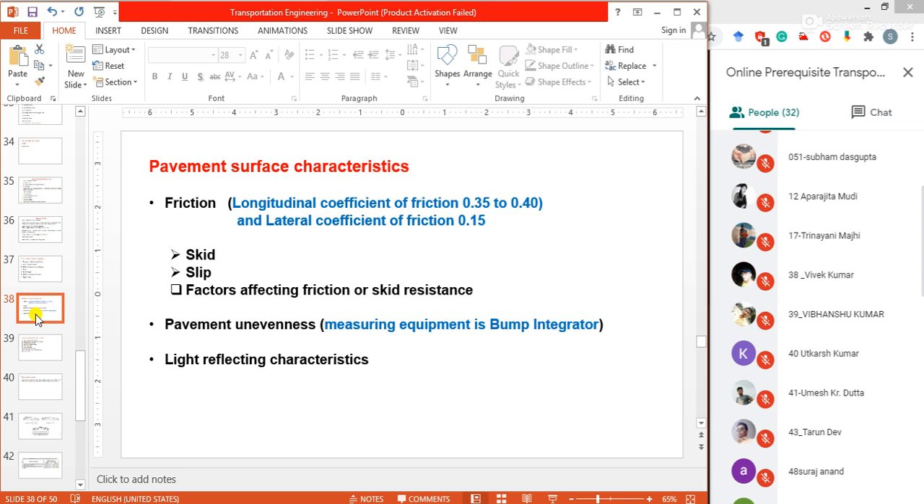How could we change these values or the coefficient of friction? Because friction is natural. It always happens due to many reasons. But how could we control this friction? It depends on the engineer. Longitudinal coefficient of friction is there and lateral coefficient of friction is there.